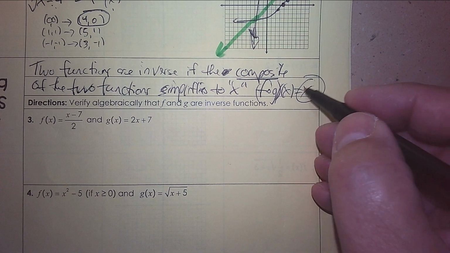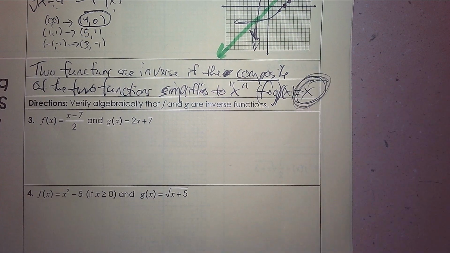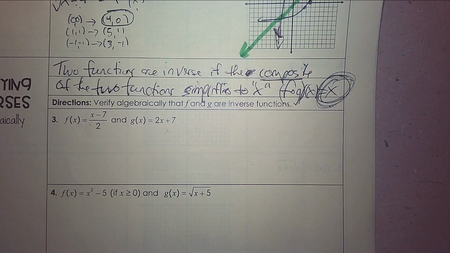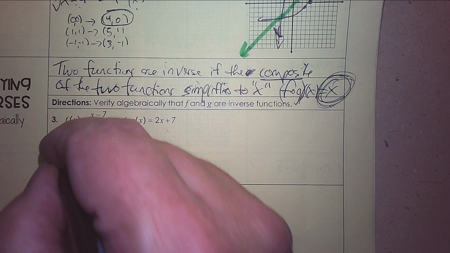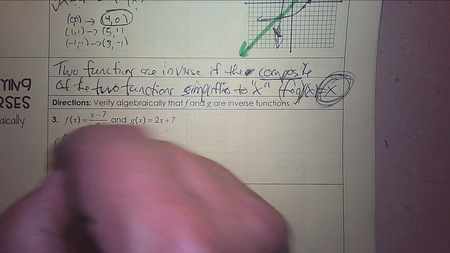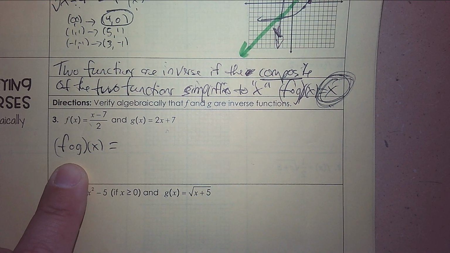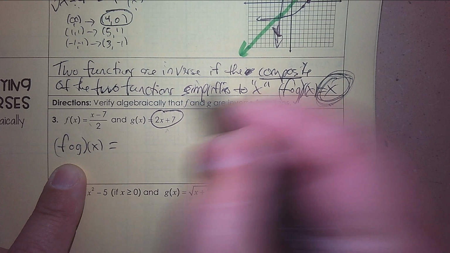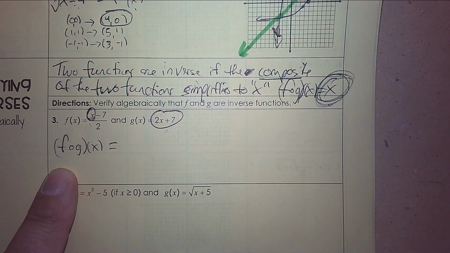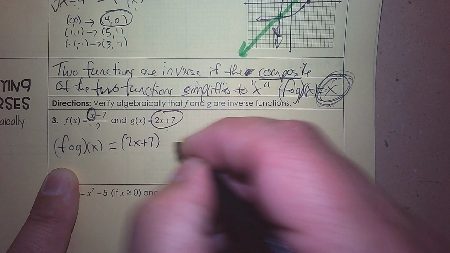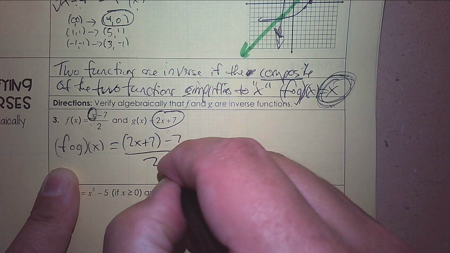And if you do that, what would it simplify to if you did the work? X. So I'm going to do that. Are these two inverses or not? In order to do that, I'm going to do a composite. What happens if you go F composed by G? How do I set that up? I take G and substitute it in for X. So it becomes 2x plus 7 minus 7 divided by 2.